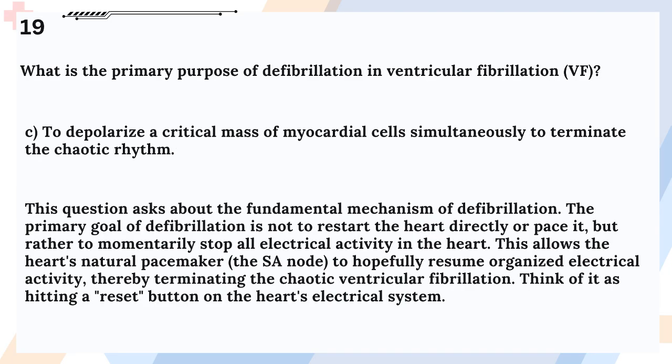Answer: C. To depolarize a critical mass of myocardial cells simultaneously to terminate the chaotic rhythm. This question asks about the fundamental mechanism of defibrillation. The primary goal of defibrillation is not to restart the heart directly or pace it, but rather to momentarily stop all electrical activity in the heart. This allows the heart's natural pacemaker, the SA node, to hopefully resume organized electrical activity, thereby terminating the chaotic ventricular fibrillation. Think of it as hitting a reset button on the heart's electrical system.